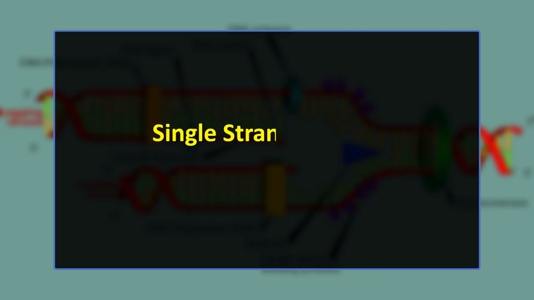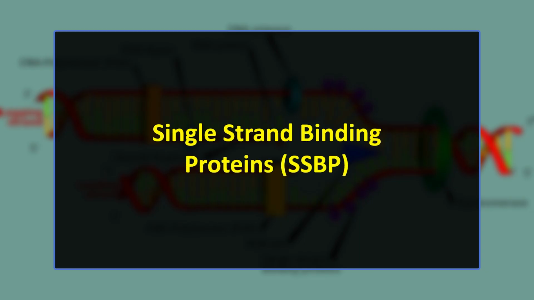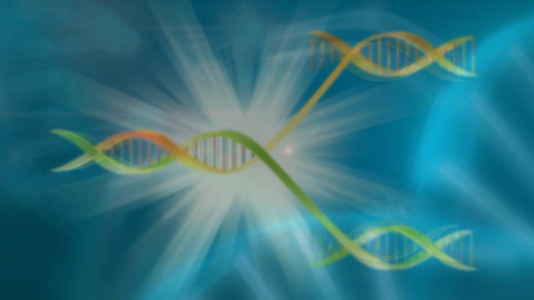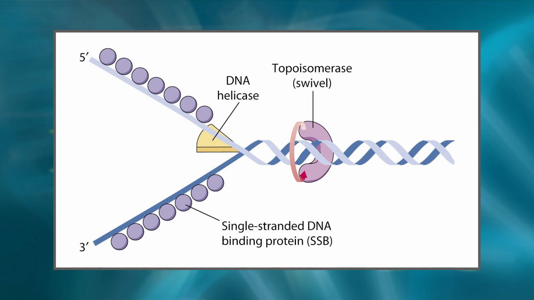Dear students, let's now discuss the single-stranded binding protein, that is SSBP. The single-strand binding proteins are DNA binding proteins that bind to single-strand DNA to facilitate DNA replication. Single-strand binding proteins prevent the hardening of strands during DNA replication. It also protects strands from nuclease degradation and prevents the rewinding of the DNA.